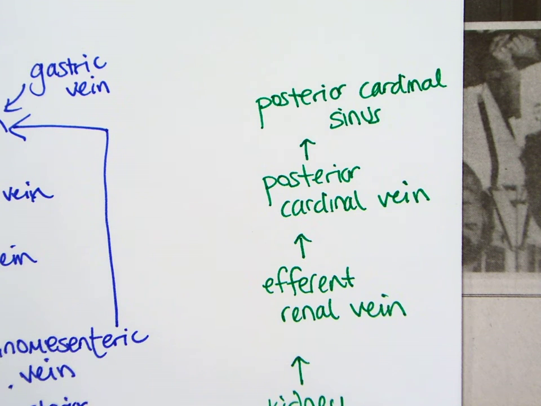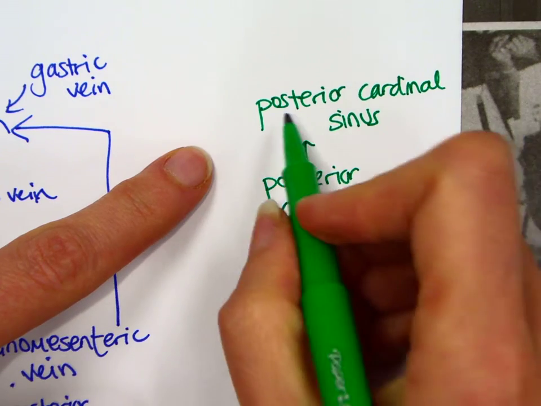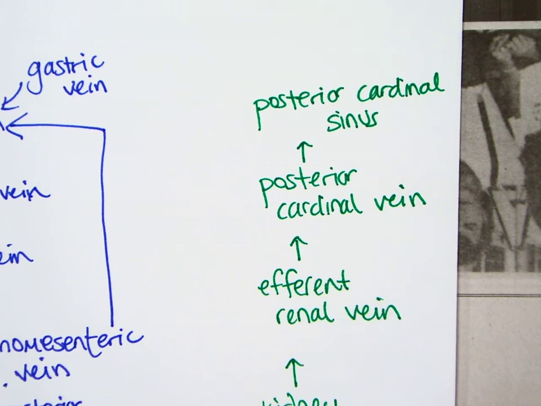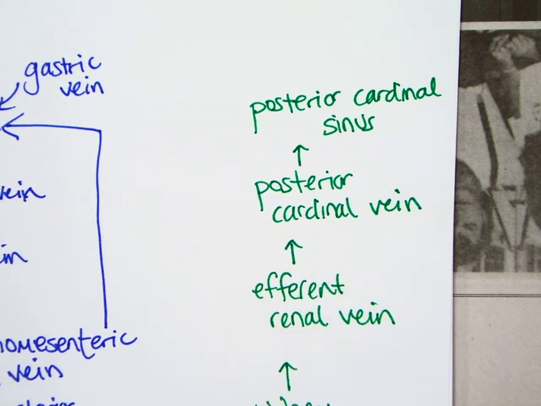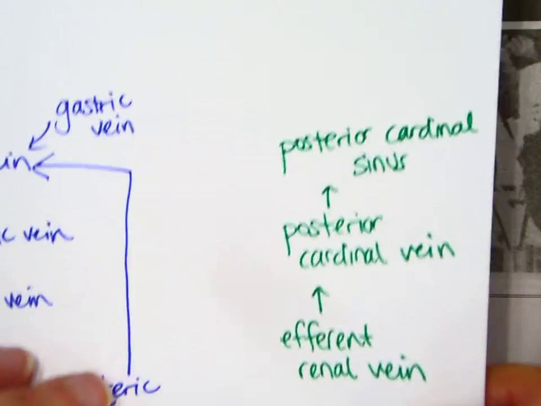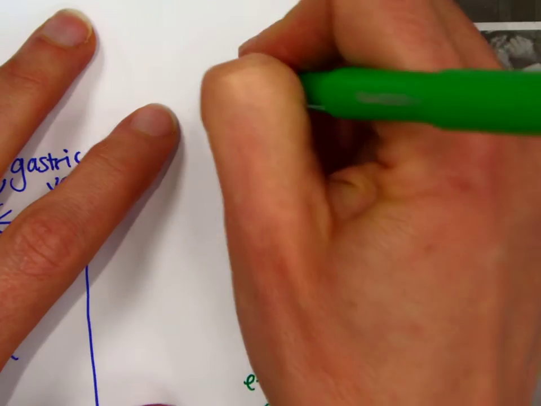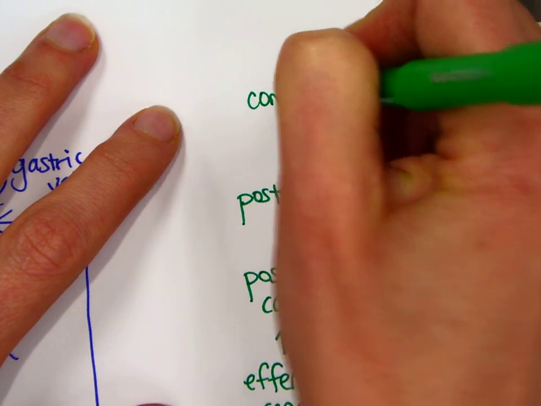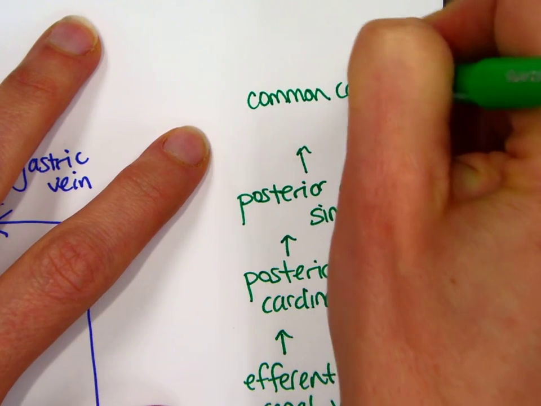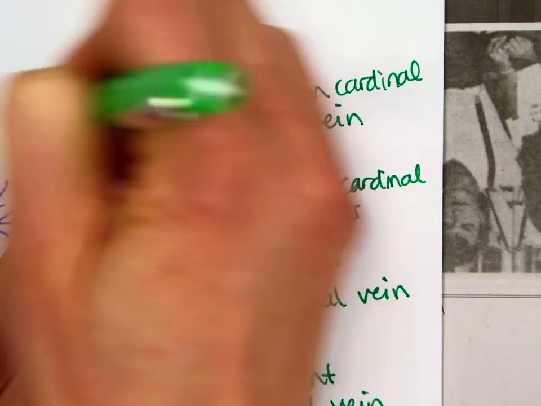You'll see this kind of like big balloon kind of structure just inside of the pectoral fins. That is the posterior cardinal sinus. It is called posterior because it is posterior to the heart, not because it is at the back of the shark, which is somewhat confusing. But in any case, the blood from the posterior cardinal sinus drains into the common cardinal vein, which will drain into the sinus venosus.